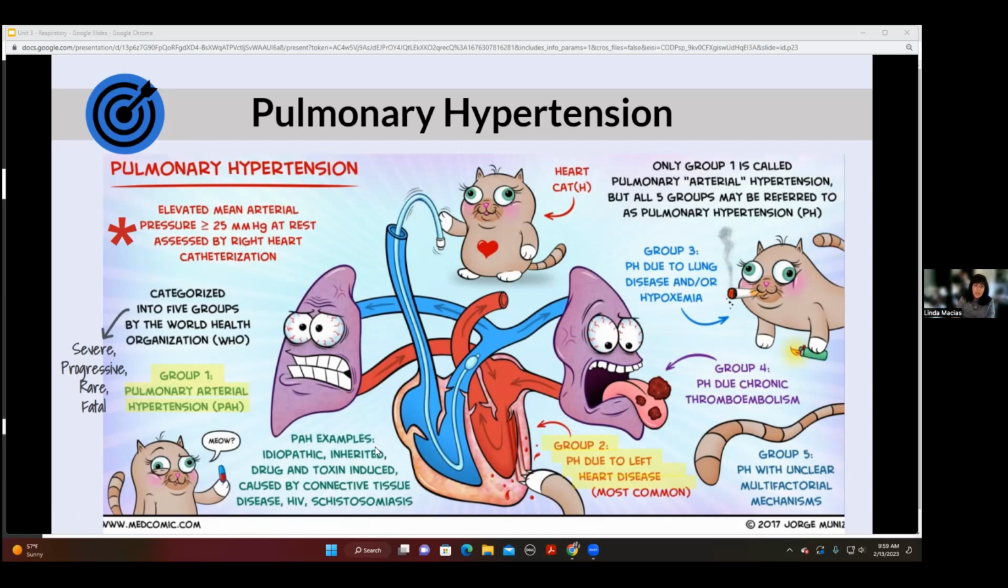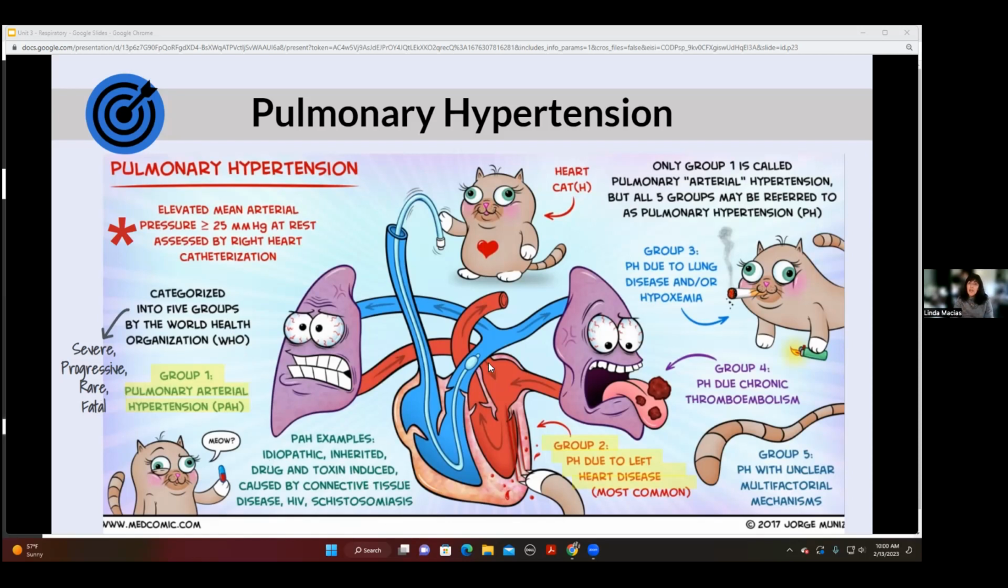And like I said, there are different types that happen. Idiopathic, inherited, drug and toxin induced. That was that one. Connective tissue diseases, HIV, and, help me, Bear, how do you say that? Well, I know how I say it, but I don't know if it's the right way. I would say schistosomiasis. That one is a very hard one to say. But these are just examples of where this pulmonary hypertension comes from. It is severe, progressive, rare, or fatal. Those are the categorizations from the World Health Organization.